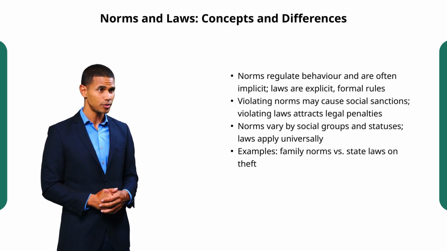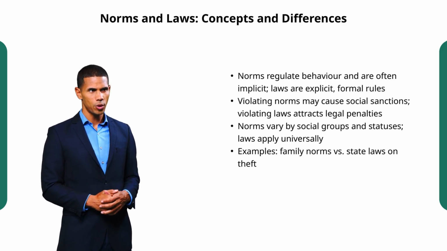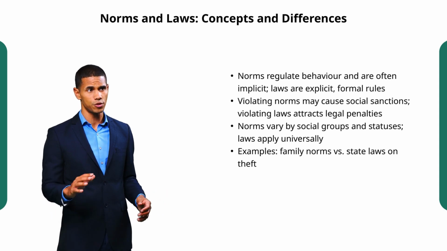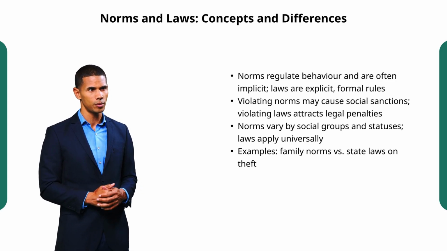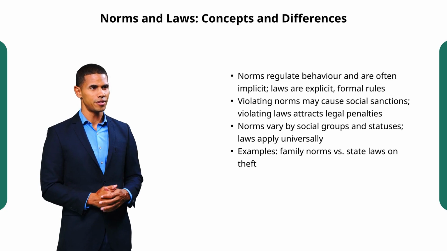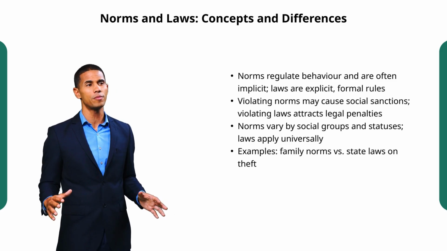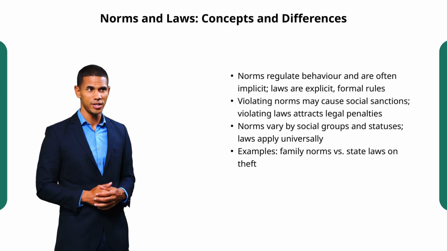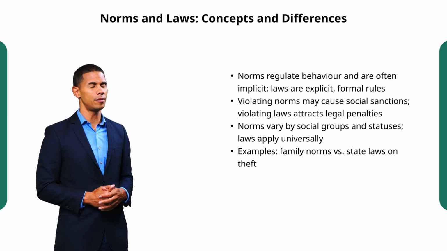This is specific and locally enforced through social expectations. Laws, on the other hand, are formal, codified rules set by the state that apply universally. Stealing a gold necklace is illegal everywhere and punishable by law. Violating norms usually leads to social sanctions such as stigma or ostracism, while breaking laws results in penalties like fines or imprisonment. Understanding these differences helps us analyze how social order is maintained through informal and formal mechanisms.